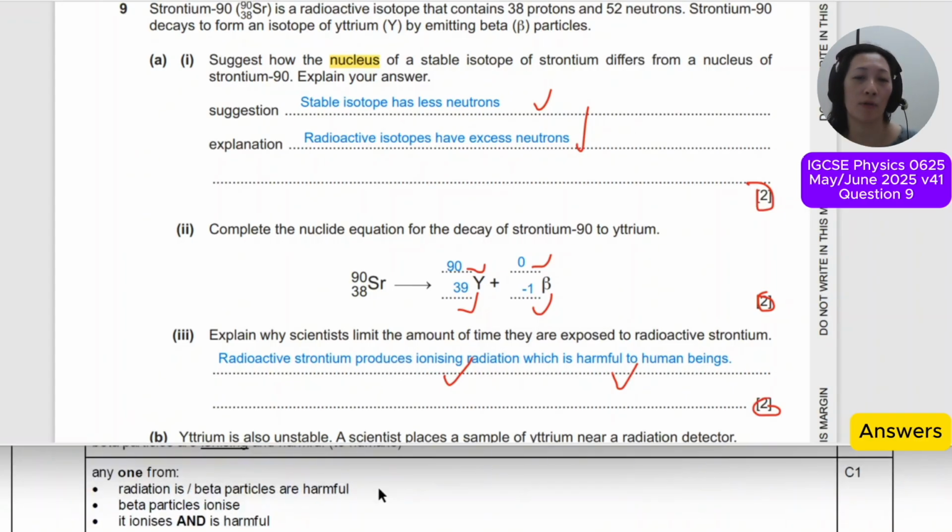Now, what could cause you to only get 1 mark? If you only wrote that radiation or beta particles are harmful, or if you wrote that beta particles ionize, or if you wrote that it ionizes and is harmful, you only get 1 mark.